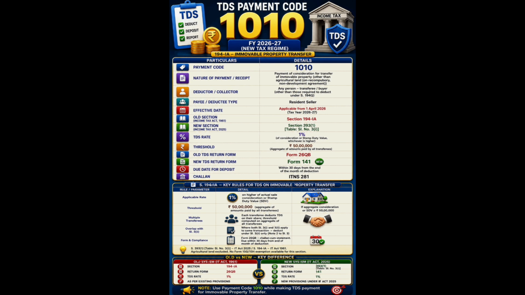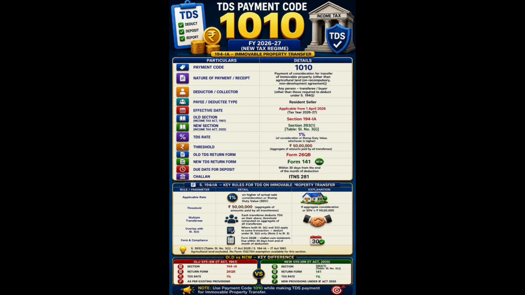Today's section: TDS Payment Code 1010, financial year 2026-27, new tax regime. Here is the old section 194IA, the immovable property transfers. This is a very important section and payment code 1010.